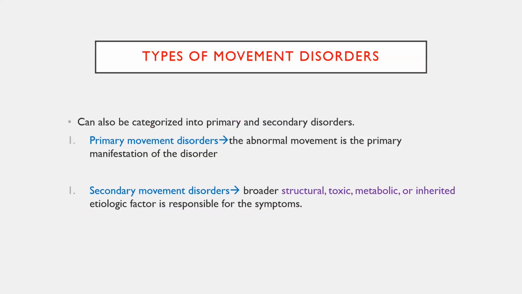So as I told earlier, primary is where you don't get any particular cause, more related to the genetic or any neurotransmitter related diseases. In secondary, you may get structural, toxic, metabolic, any vascular causes that are leading to the movement disorders, okay. You can classify like this also.